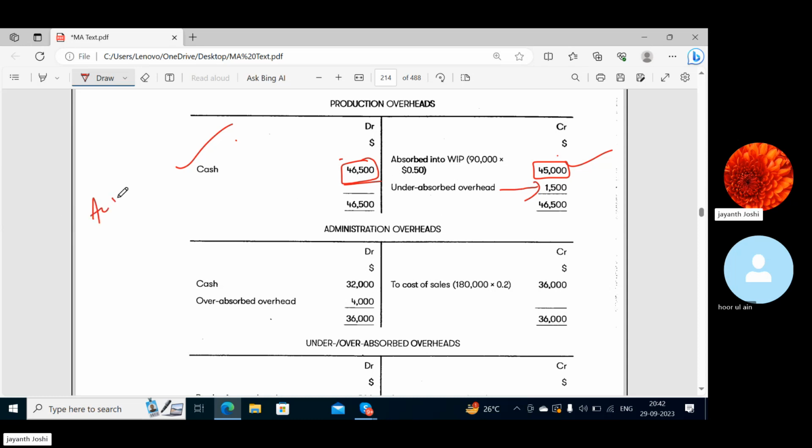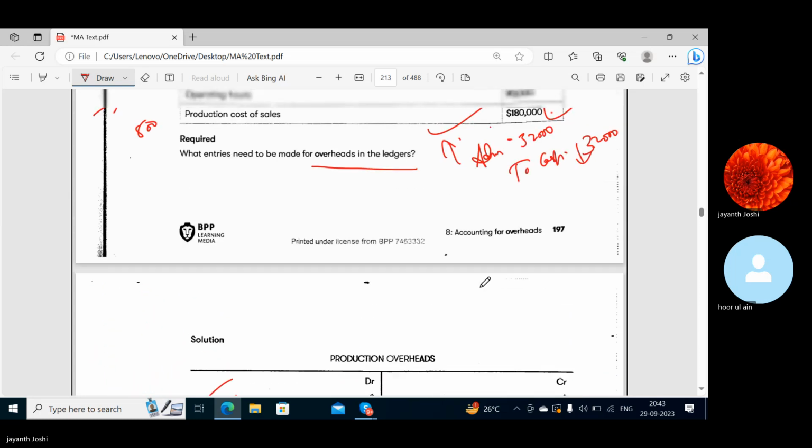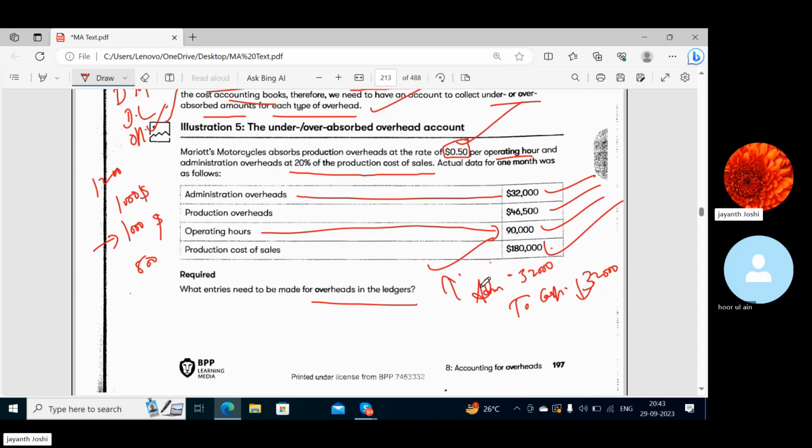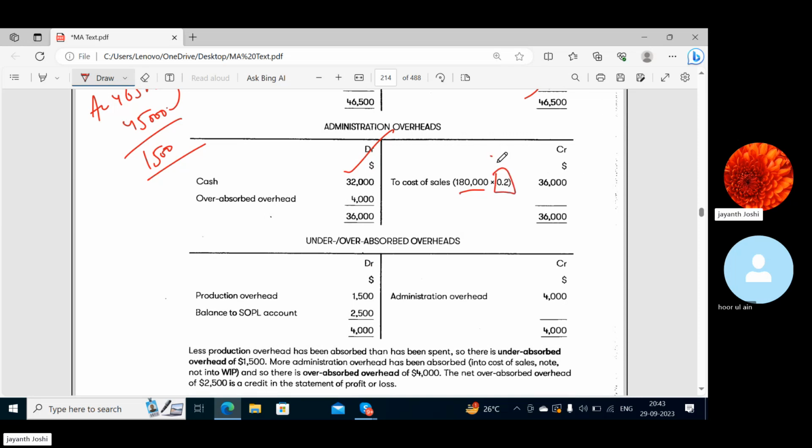Actually incurred is 46,500. The absorbed is 45,000. This is less than this. That means you have charged less to cost of sales. Hence it is under absorption. Now, administrative overheads. What we incurred is 32,000, right? 1,80,000 is the production cost of sales, right? We will multiply 20% with that, because 20% is administrative overheads.